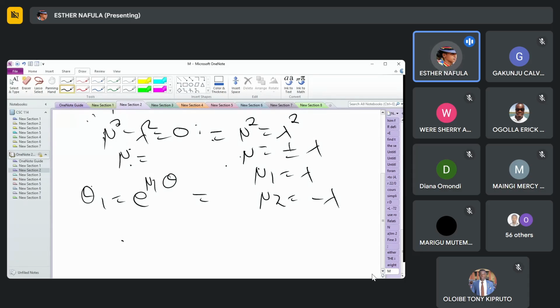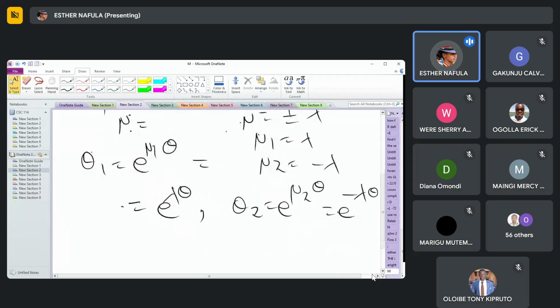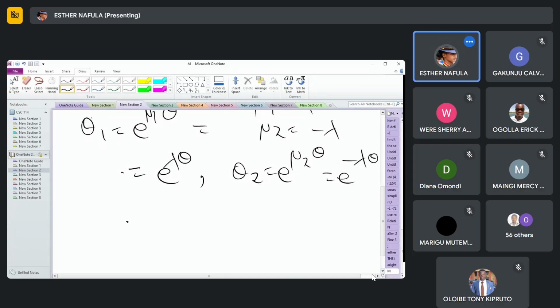So theta 1 is e to the mu 1 theta. This is e to the lambda theta. Theta 2 is e to the mu 2 theta. This is e to the minus lambda theta. The general solution is, we are picking up from C6, so we'll have C7 e to the lambda theta plus C8 e to the minus lambda theta.